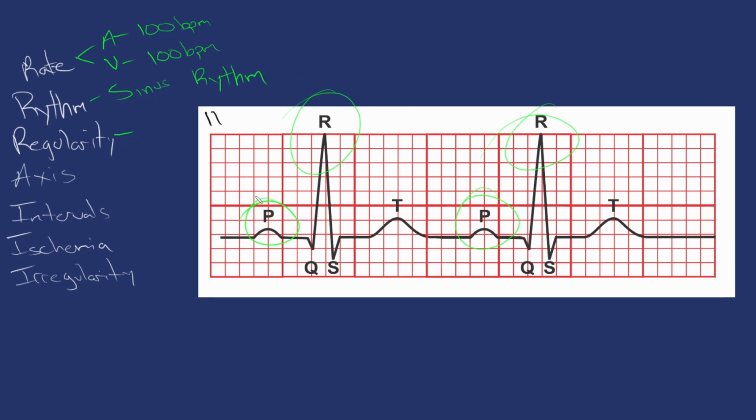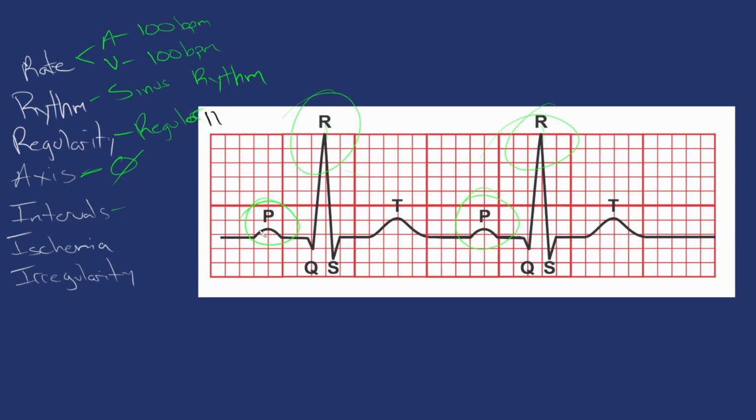Then we look at regularity. Is there any irregularity here? We would need a bit more to actually really figure this out. We would go R to R this whole way, P to P this whole way. But we could say in this case, going off of what we do have, that this is regular. Okay, there is total regularity. There's nothing weird going on. As far as axis, we're going to skip this in this case just because we only have one strip, and you can't figure out the axis from just one lead alone. Okay, so we're just going to put a little X.